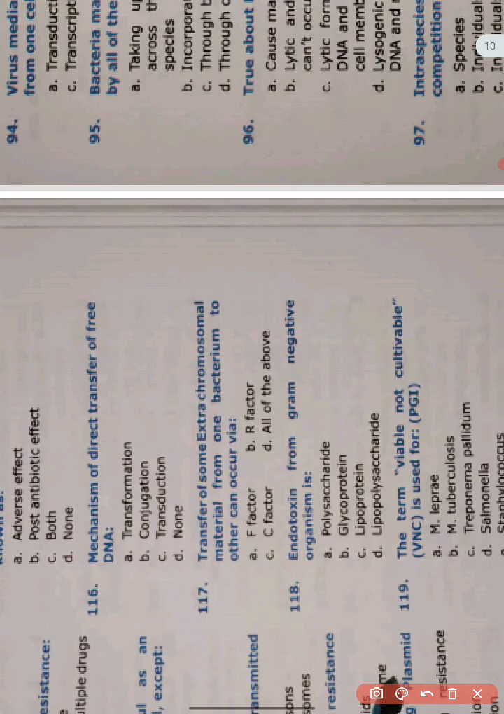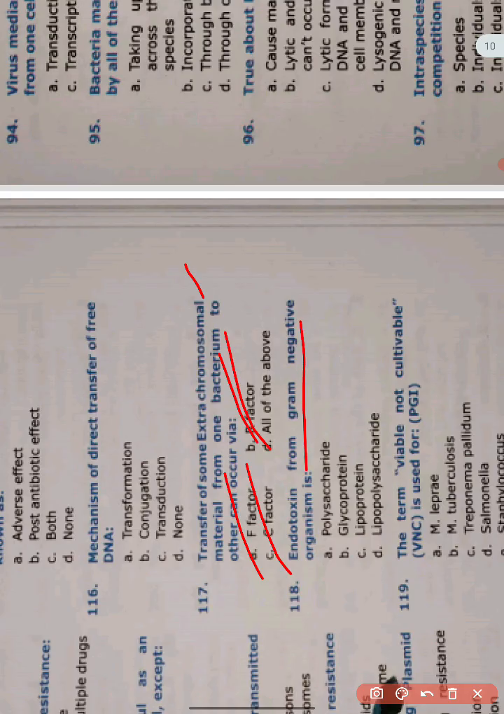Transfer of some extra chromosomal material from one bacterium to another can occur via F factor, C factor, R factor, all the above. F factor is fertility factor, C for colicin production, and R for resistance.